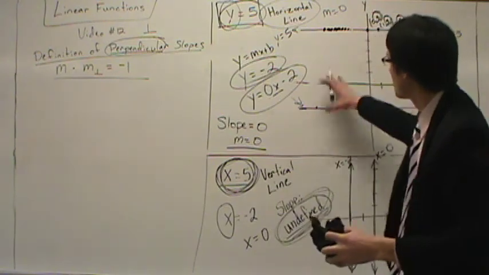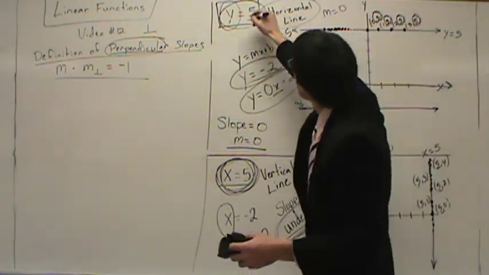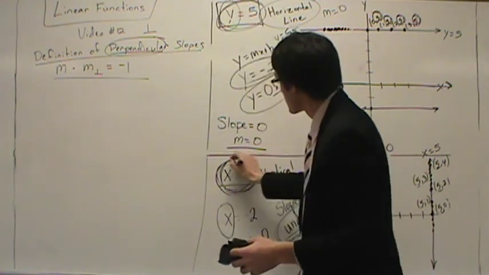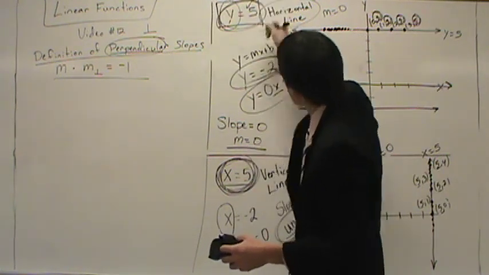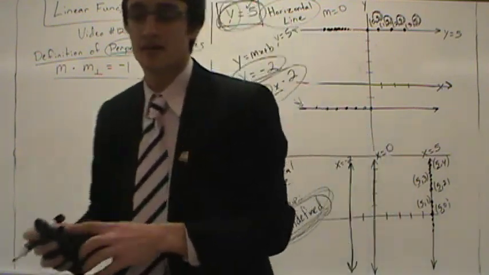That concludes this video, so you just need to be very careful to pay attention. It's pure memorization here. Y equals a value is a horizontal line, x equals a value is a vertical line. All right, that concludes this video.